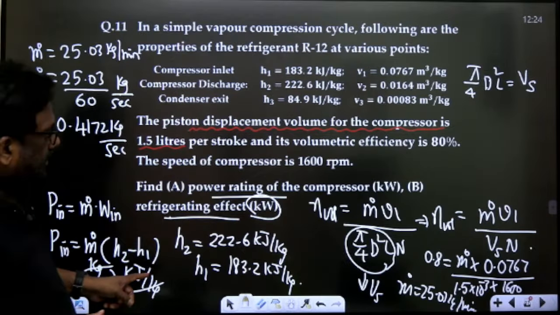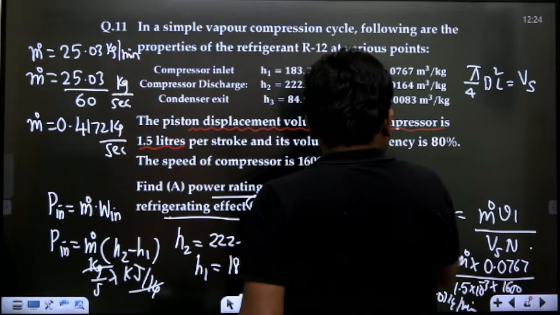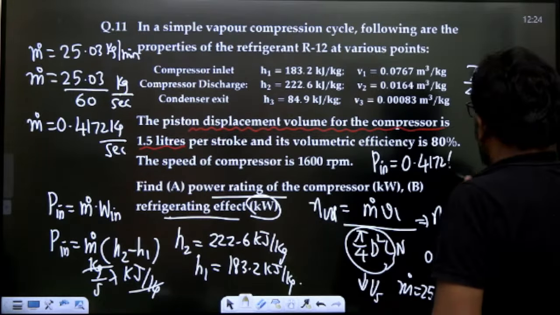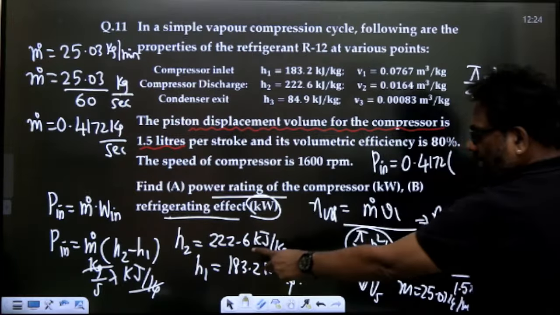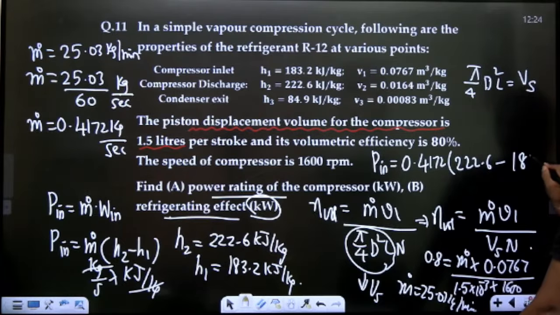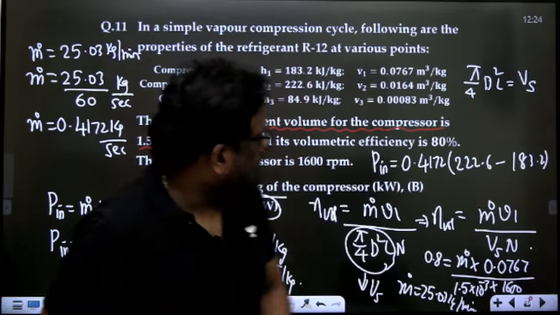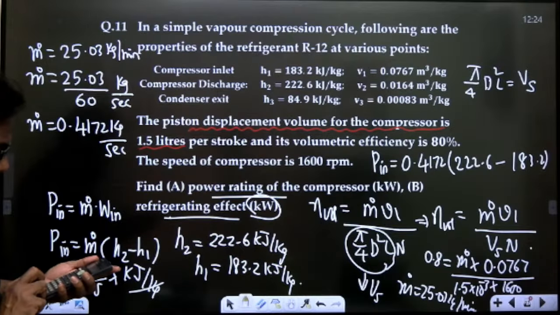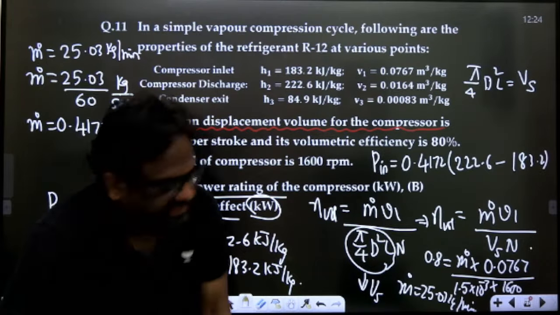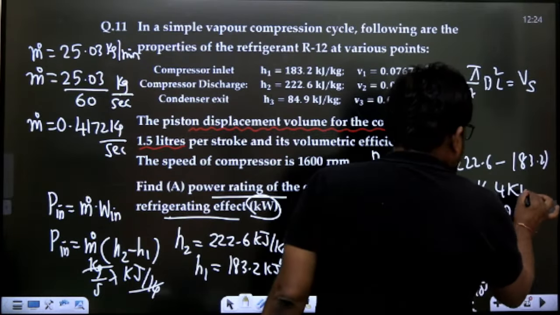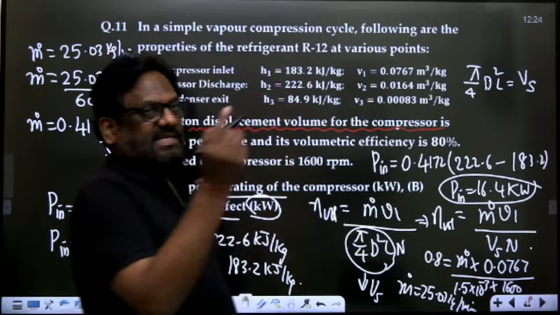Okay, 0.4172 is the mass flow rate, so put it here, sir. Look, therefore the power input is equal to m dot. What is m dot? 0.4172 into h2 minus h1. What is h2, sir? h2 is 222.6 given, and h1 is 183.2, and this will be in kilowatt. Tell me once, sir, how much is it coming? 16.4 is coming, sir? Excellent, sir. So the power input is 16.4 kilowatt. Absolutely fine.